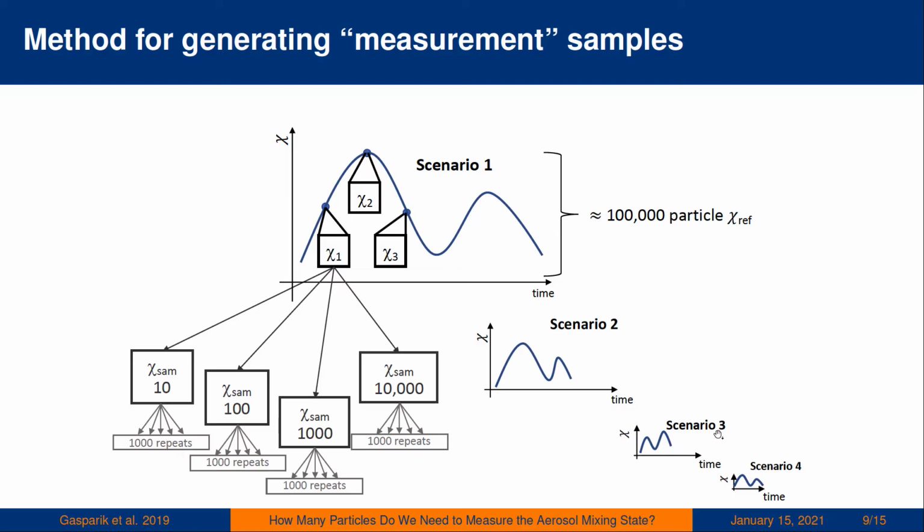So this is our method of generating what we would consider what an instrument would see in terms of measurement samples. We take a single scenario and we take snapshots of the particle populations at different times. Then we take those particles and call it our reference population, or chi-ref, which consists of 100,000 particles. And we stochastically sample different sample sizes from this 100,000 particles. In this study, we did 10, 100, 1,000, and 10,000, and we calculated how chi varies for those different subsamples. And we repeat this 1,000 times to get adequate statistics.